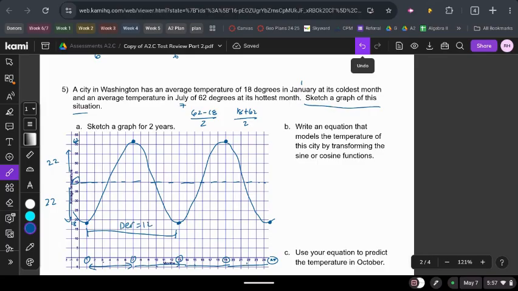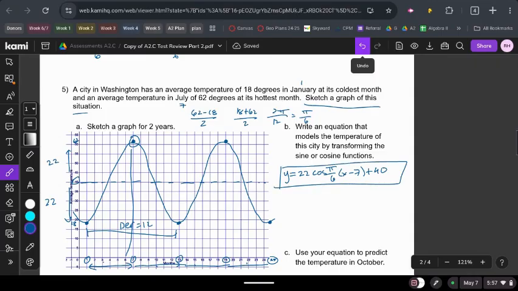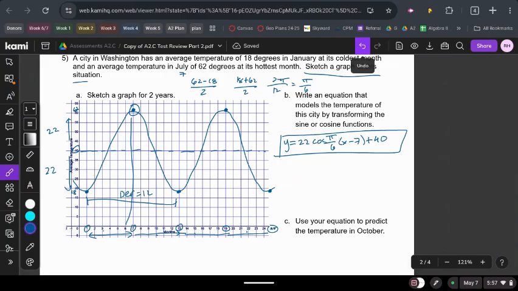So when I do 2 pi over 12, I get pi over 6. So the equation is going to be the a value, which is 22, cosine of pi over 6, x minus the h value. So I'm just going to choose this upper point as my starting point, which is at the 7. So x minus 7. And then plus my midline, which is 40. So that's the equation. And then using your equation, predict the temperature in October.